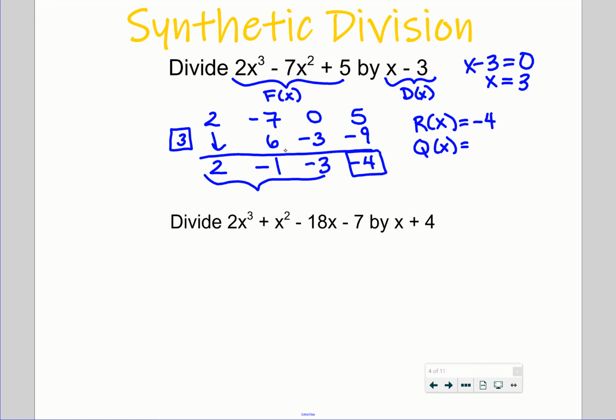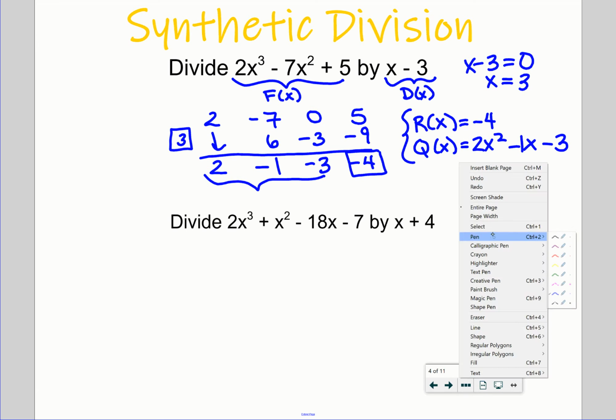That tells you what variables to put back in and what powers. So that 2, if it's 1 degree less than what we started with, will be an x squared. The -1 will be an x. And the -3 will be our constant. So this now makes up the solution to our division problem. The quotient is how many times the divisor goes in evenly, and the remainder is what's left over.